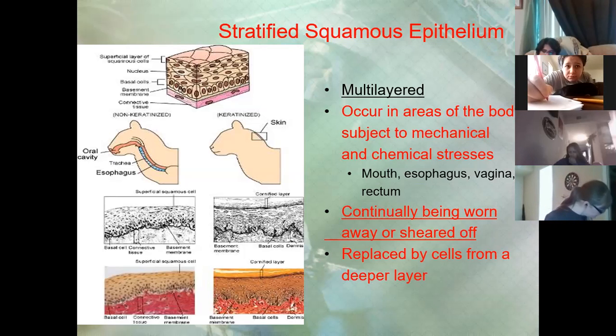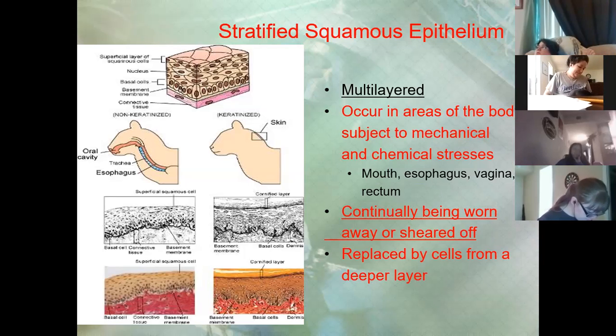Because as the cells are being produced from underneath, they're pushing the next level up, until eventually I have the last layer, which eventually sheds off. I can also see these in the membrane of my mouth, where I'm constantly having digestive chemicals as well as mechanical action of chewing on stuff. These cells are constantly being shed, and they're replaced by cells from a deeper layer.